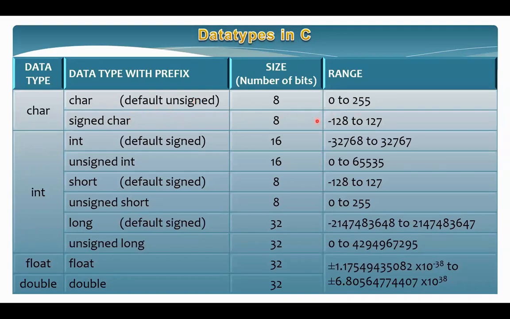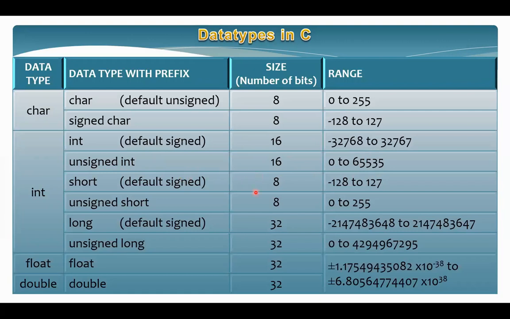And if you want to store negative numbers as well, then we have to write a signed prefix. When you have a signed character, you can store positive as well as negative numbers. Similarly, you have the next data type, which is integer. Integers by default are signed numbers and they occupy 16 bits in the memory, and you can store numbers from -32 kilo to +32 kilo. If you want to store only positive numbers, then you have unsigned integer. Unsigned is a keyword that you write as a prefix before integer. With unsigned integer, you can store positive numbers from 0 to 65535.